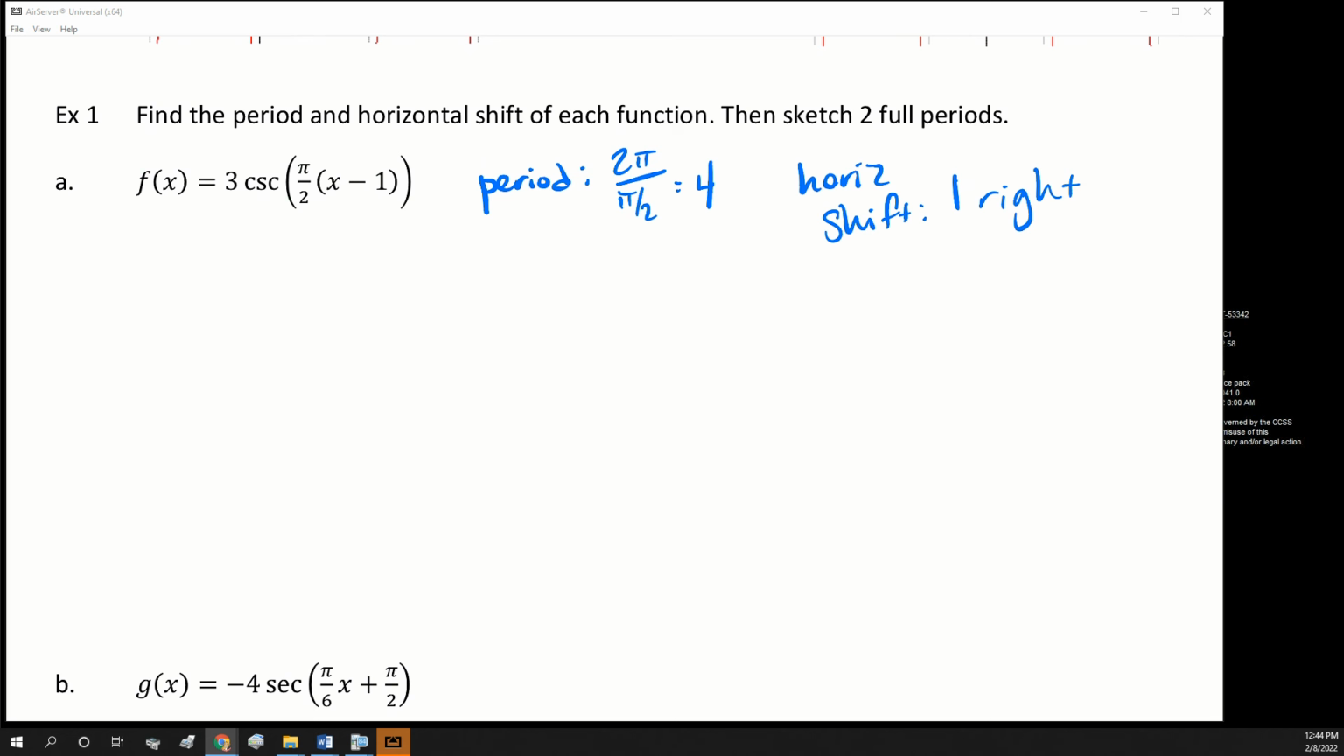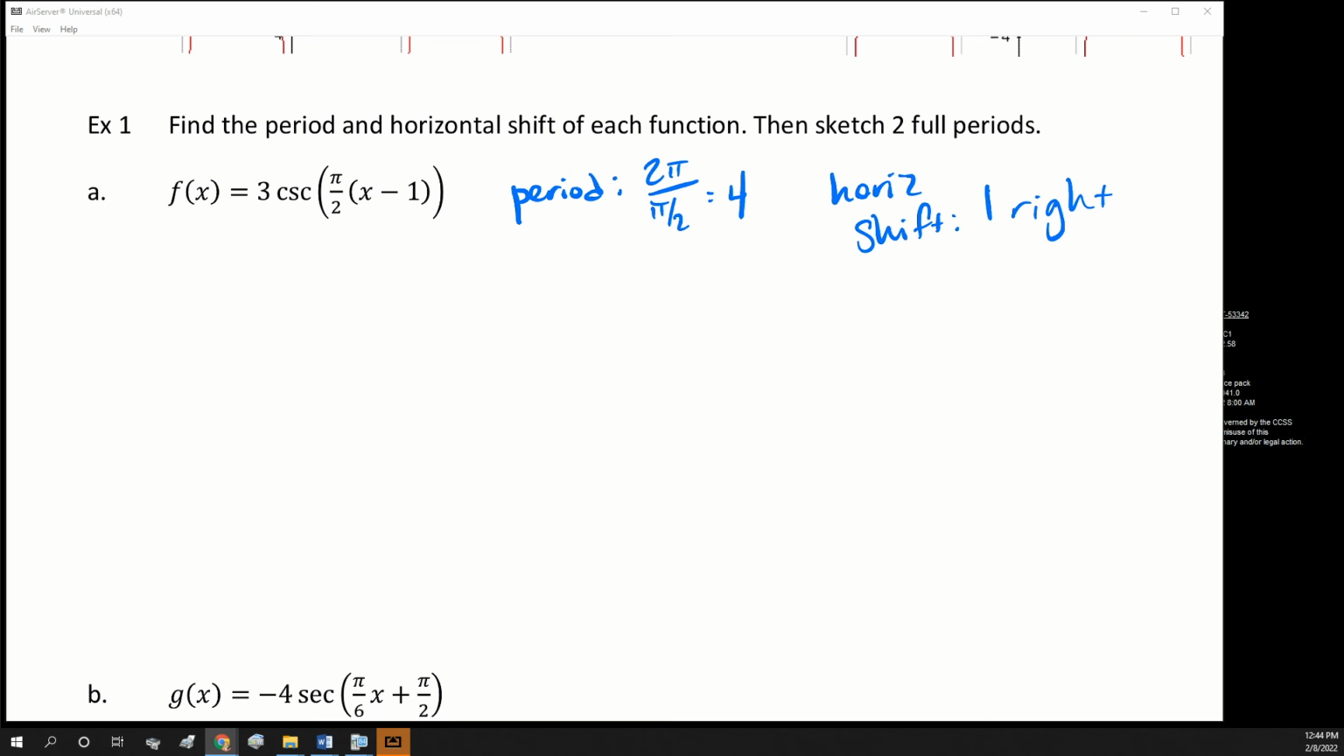Now, to be able to get a cosecant graph, we're going to have to graph a sine graph first. All right. So first, we're going to graph the corresponding sine. So all the numbers and stuff is going to change the same, but in the place of cosecant, we're going to replace that with sine. So it's going to be 3 sine of pi over 2 times x minus 1.